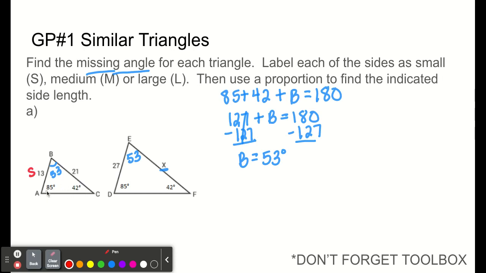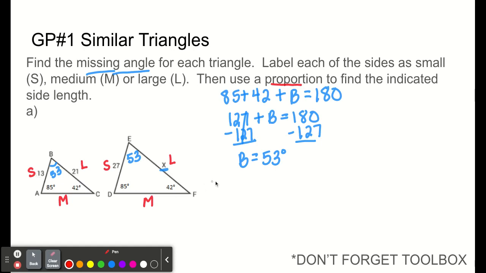85 is the largest angle, so the side across from that is our largest side, which leaves us with this side as our medium side. So I'm going to label this one as well. And as I said before, when we set up the proportion to find the indicated side length, to find that missing side X, we'll use a proportion.